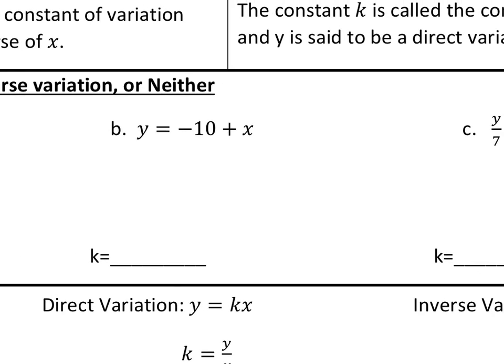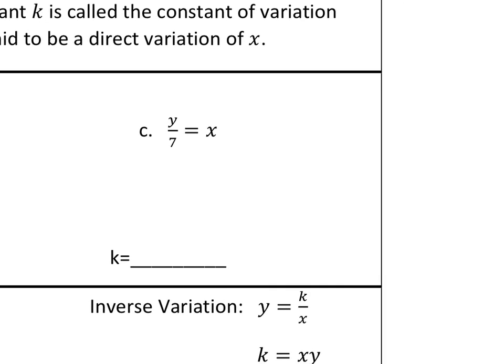Okay? This one, it's already solved for y. We're not multiplying, we're not dividing. So in this case, there is no k because it's neither. For the next one, we want to solve for y. So we move this 7 over by multiplying both sides by 7. We get y equals 7x. So my k value is 7. And because I'm multiplying, this is an example of direct.